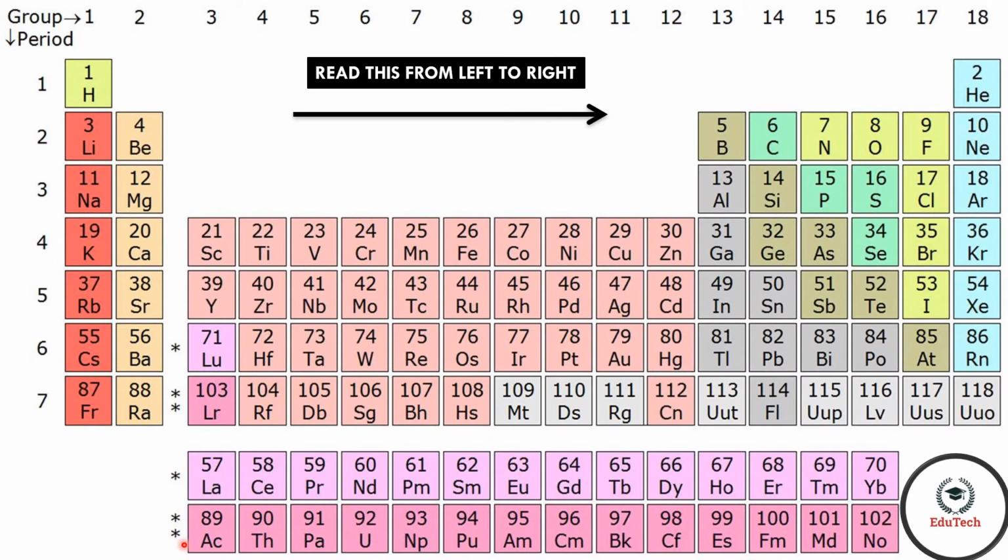We should read this periodic table from left to right. First element is hydrogen, next helium, lithium, beryllium, boron, carbon, nitrogen, oxygen, fluorine, neon, sodium, magnesium, aluminum, silicon, phosphorus, sulfur, chlorine, argon. Then this is potassium, calcium, scandium, titanium, vanadium, chromium, manganese, iron, cobalt, nickel, copper, zinc, gallium, germanium, arsenic, tellurium, bromine, krypton, rubidium, strontium.